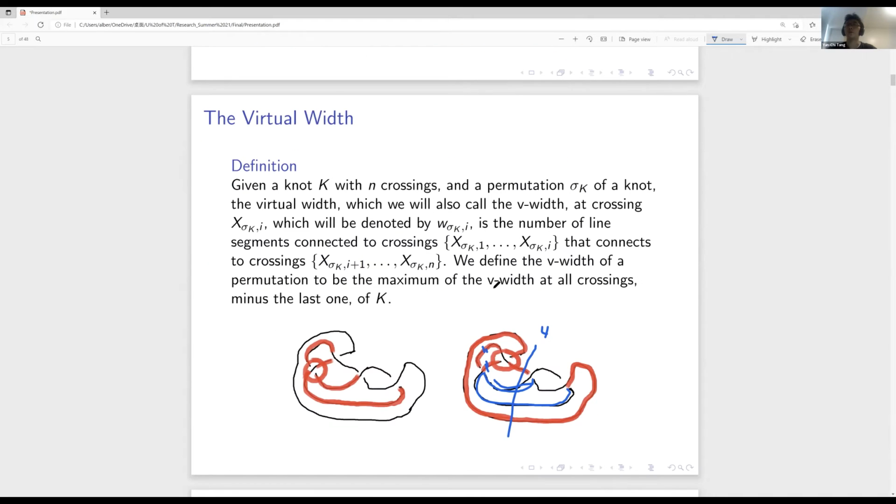Oh shoot, I need to mention this. With the virtual width that each crossing defines, I'm going to define the virtual width of the entire permutation to be the maximum of the virtual width at all crossings. So for example, in this case, the virtual width here is 4. The virtual width here, as I showed, is 4, and the virtual width after the third crossing is going to be 4, and then after the final crossing it is going to be 0 because everything is connected. There's nothing on the other side, no crossings left to be connected, so the overall virtual width of the permutation is going to be 4.